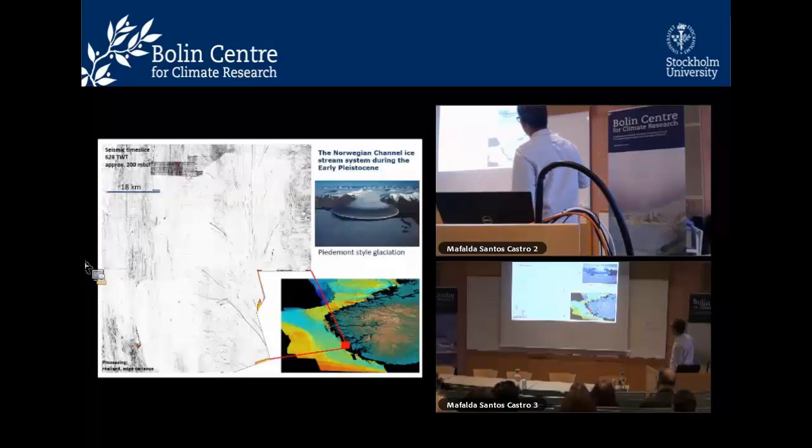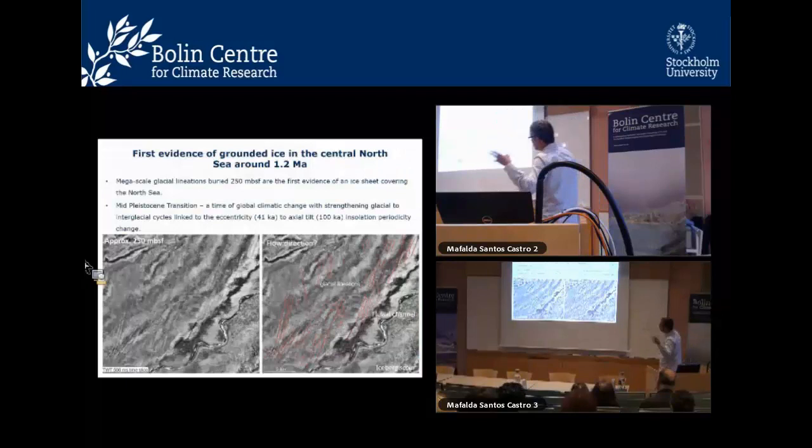But the first evidence of a large ice sheet in the middle of the North Sea comes at about 1.2 million years. And again, this is a time slice, now at 250 meters below the seafloor. You can see these mega-scale glacial lineations, which are formed by large, fast-flowing glaciers, and this is in the middle of the North Sea. You also, incidentally, have a fluvial channel and even some iceberg scour marks here. That happens about 1.2 million years ago, which happens to also be the mid-Pleistocene transition, a big transition in global climate.